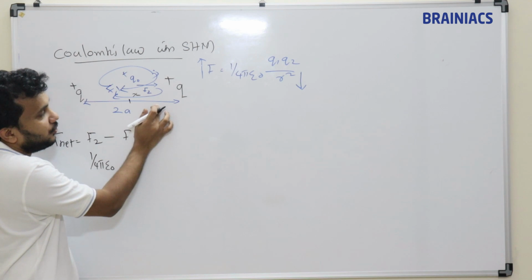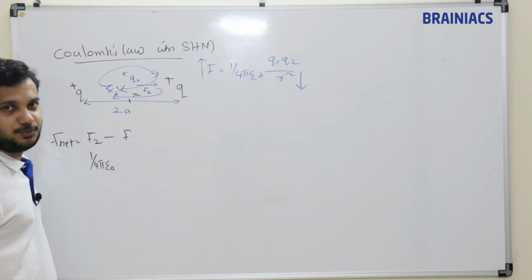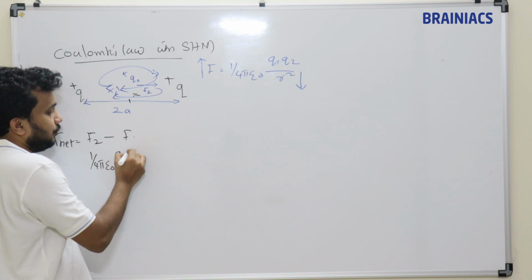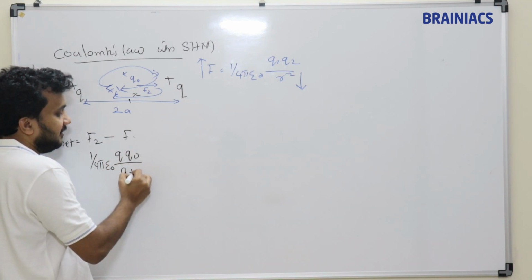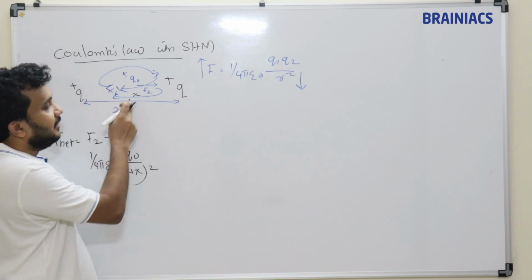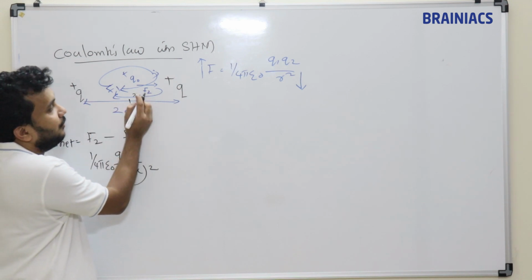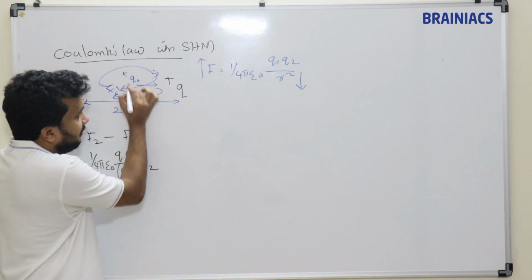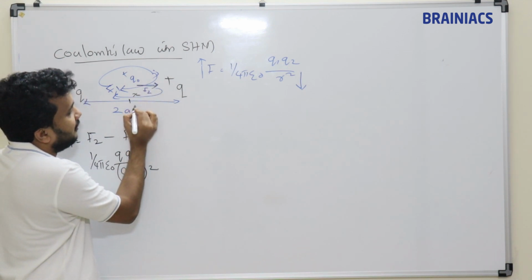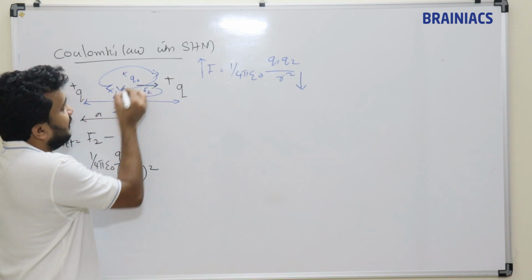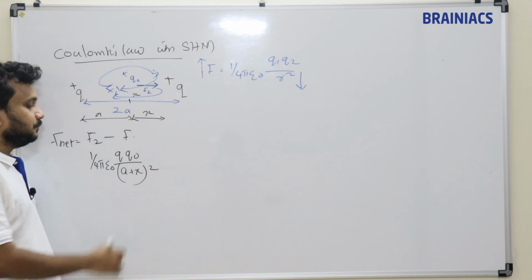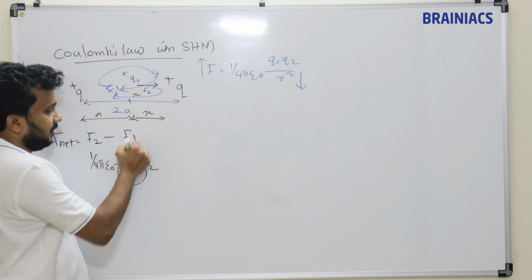This is moving towards the right. How much distance is it moving towards the right? X meter. So F2 is Q into Q0 divided by A plus X the whole square. The total distance between the two charges is 2A. Up to the middle, it is A. Now from the middle, it has moved a distance of X meter. Initially it is at position A, I am assuming. Now it has moved X meter, so how much will it be? A plus X the whole square.